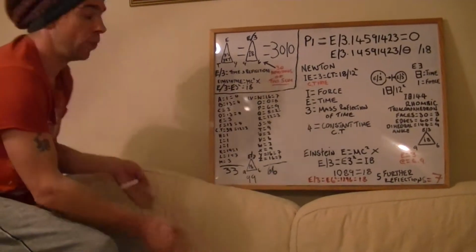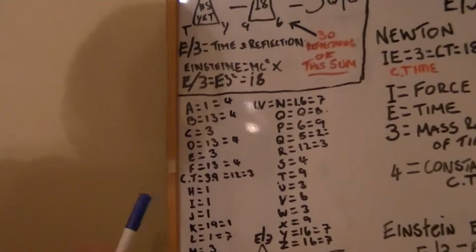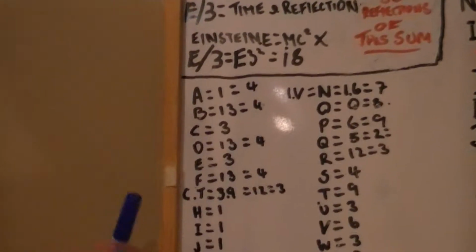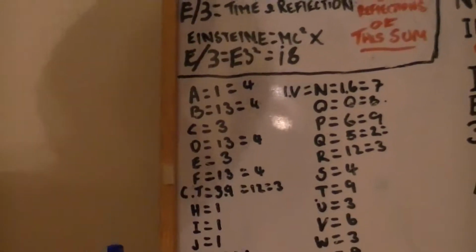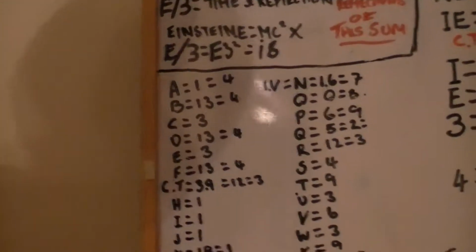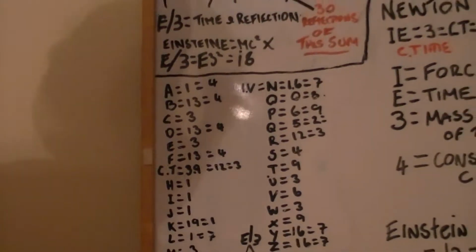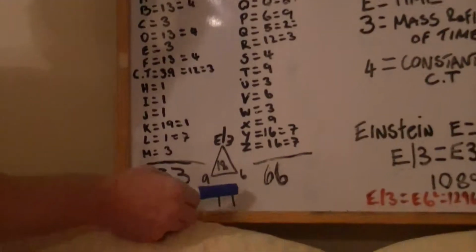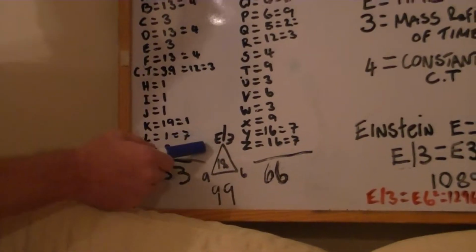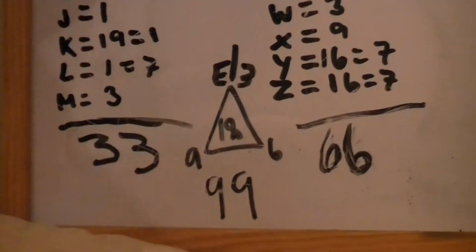So first of all, we'll start by looking at the alphabet. As you can see, through reflection I found the numerical value of each letter. When I added these up, we had 33, 66, giving us a total of 99. This gave us a trinity of 369 and E for equals time. Now add those up and of course you get 18.